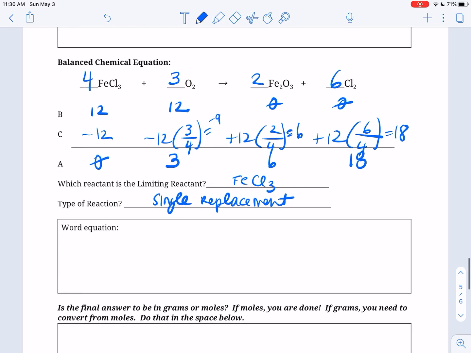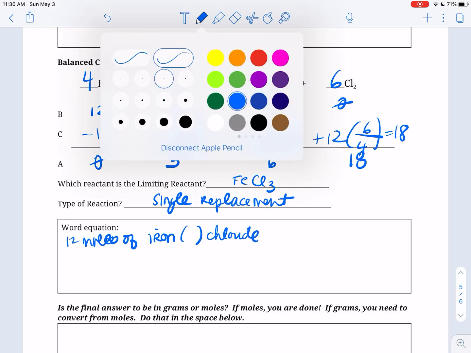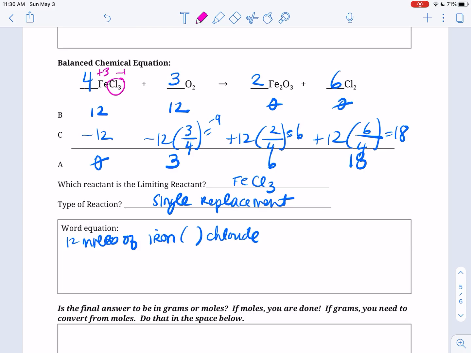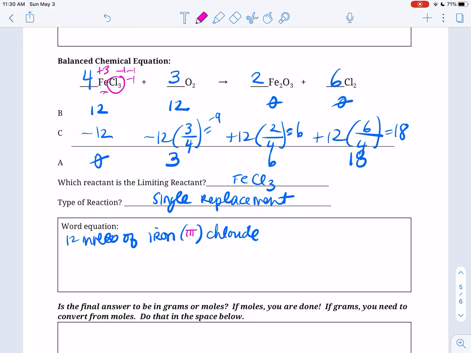All right, word equation, I have 12 moles of iron chloride. Okay, remember that's going to need a Roman numeral because it's iron. My chlorine is a -1 charge, right? But there are 3 of those, so it's a total of a -3. So I'm going to have +3. And I only have 1 iron to do that, so it's going to have to be iron 3 chloride.